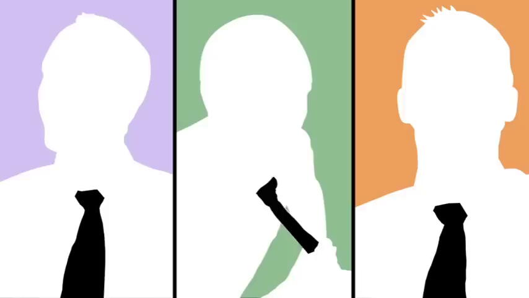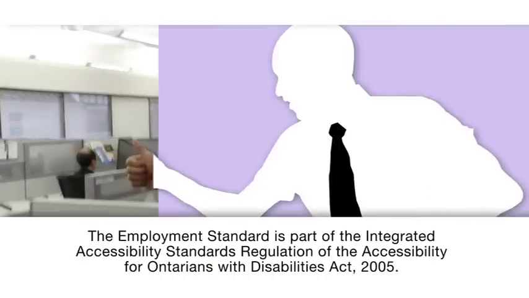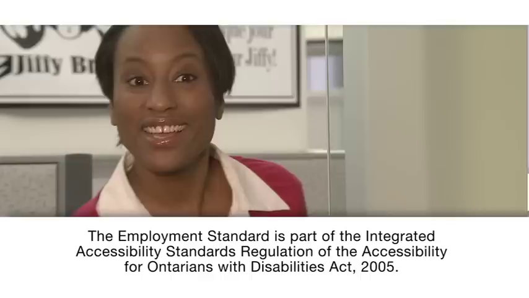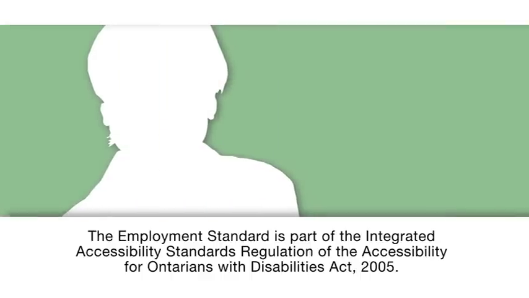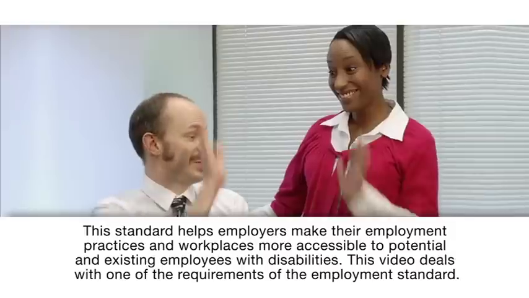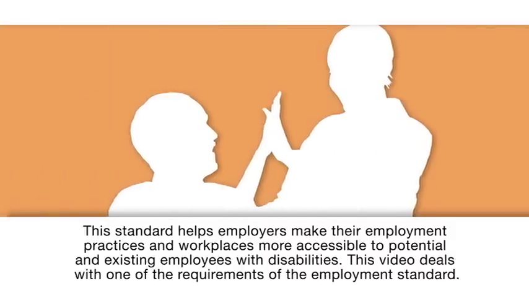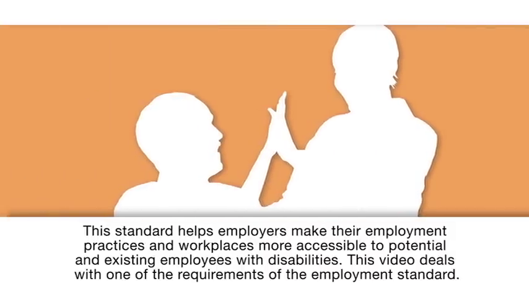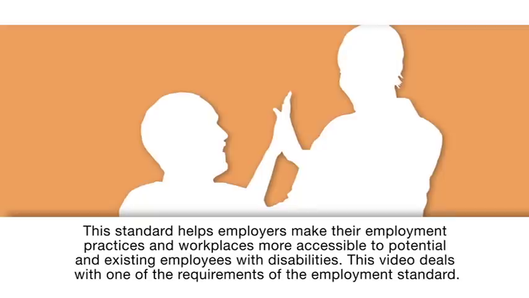The Employment Standard is part of the Integrated Accessibility Standards Regulation of the Accessibility for Ontarians with Disabilities Act 2005. This standard helps employers make their employment practices and workplaces more accessible to potential and existing employees with disabilities. This video deals with one of the requirements of the Employment Standard.